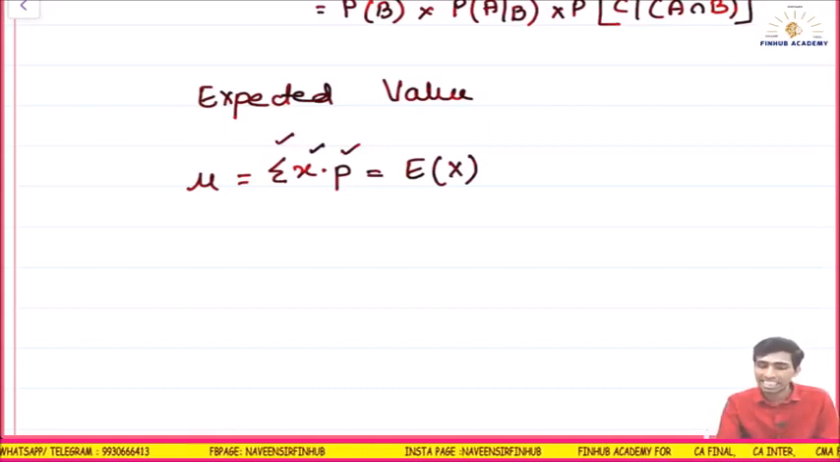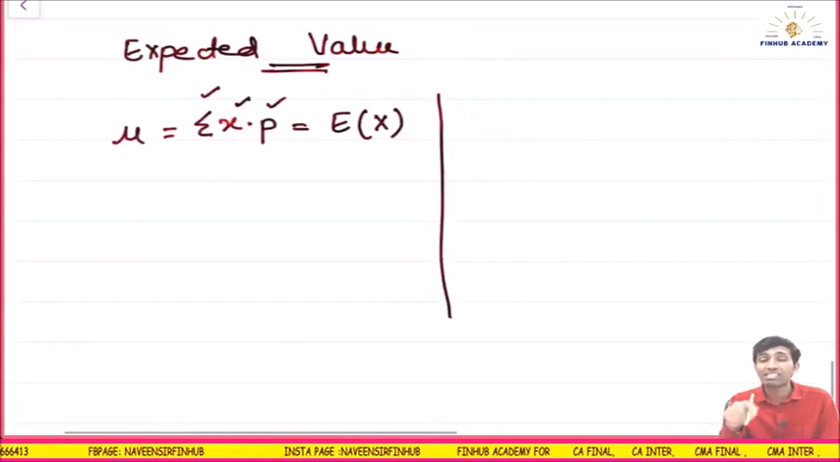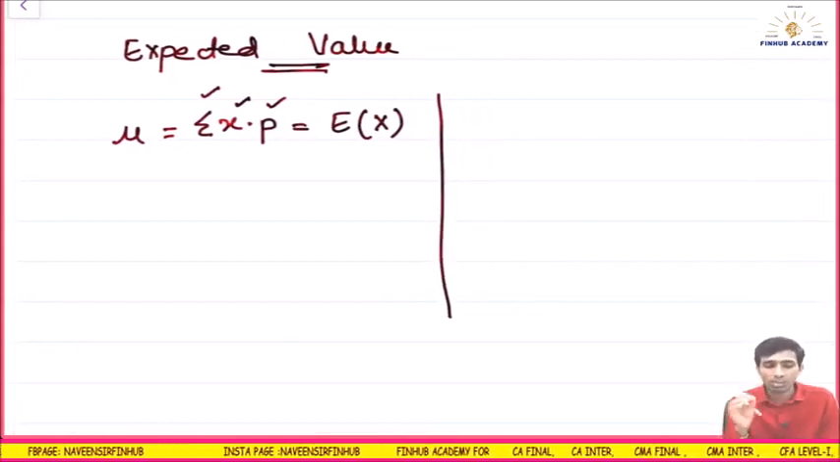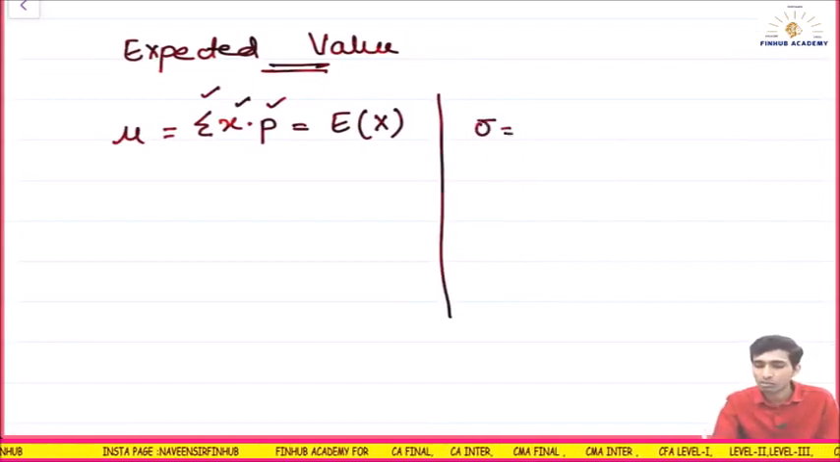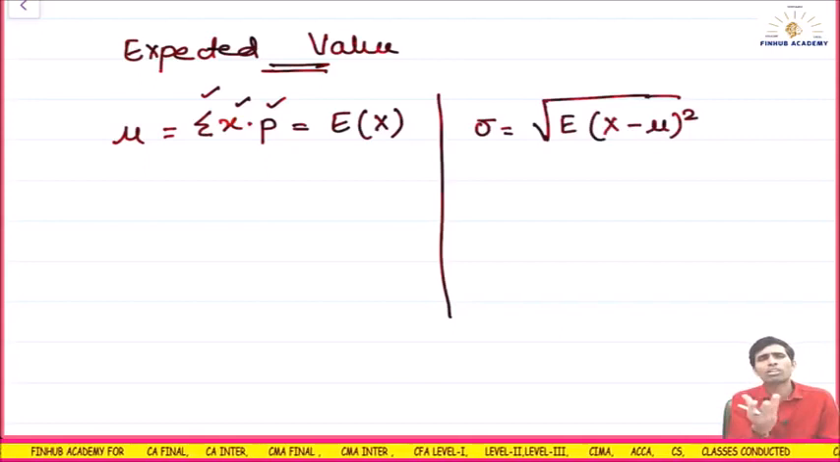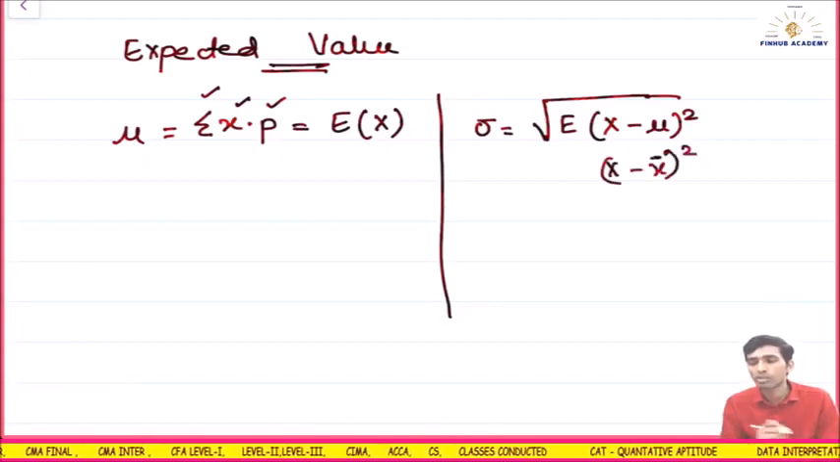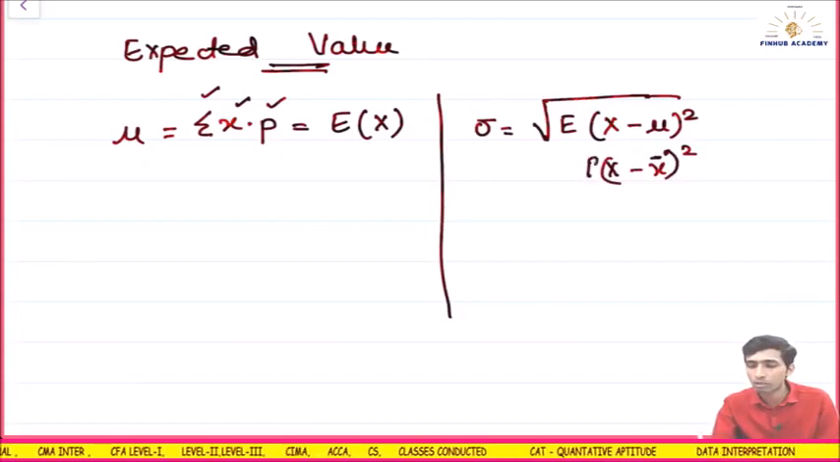So in case this is the formula, wherever the probability is given and x is given, if this is the formula to get the mean, then what is the formula to get the standard deviation? Standard deviation is equal to under root, I am writing E means expected value of x minus mu the whole square. Understood? I am not writing anything different. Okay, when I write expected value of x minus mu, it means what? X minus x bar the whole square, and that has been multiplied with what? Probability.